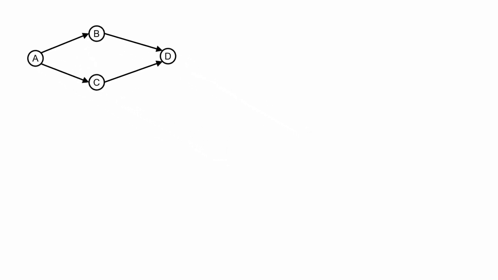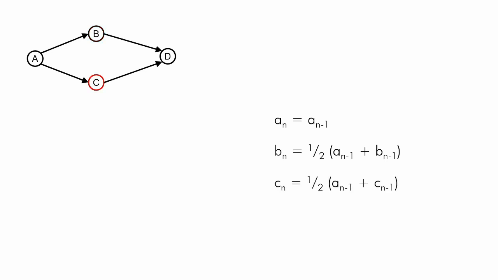This system can be modeled via difference equations. So let's start with A. A's opinion, as stated before, will not change. So at time n, it will be the same as at time n minus 1. B has one input from A, so the updated opinion is going to be the arithmetic mean of A and B from one time unit before, and the same applies to C.